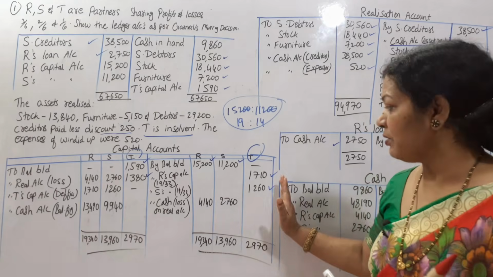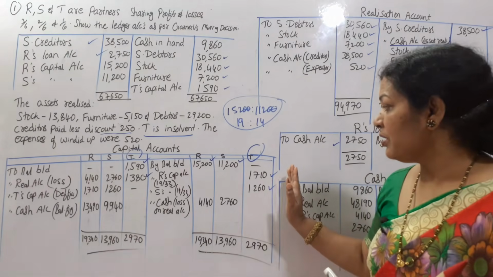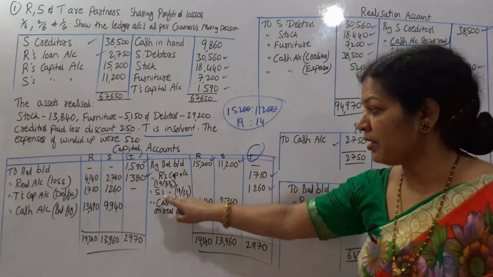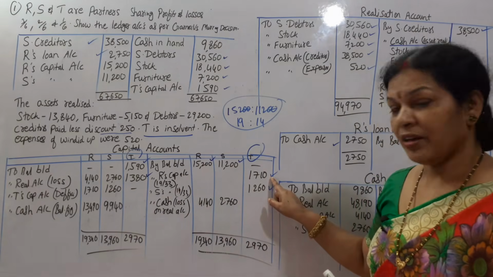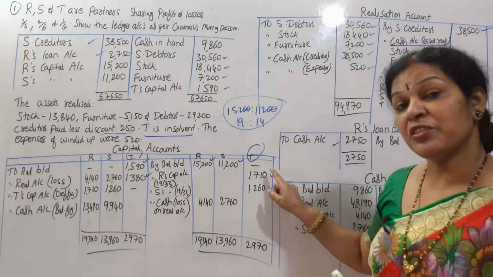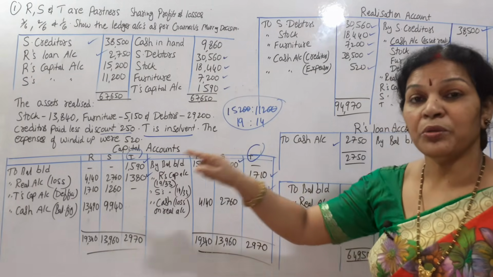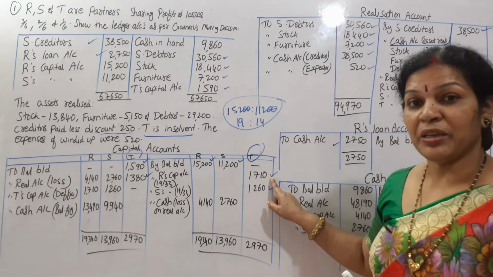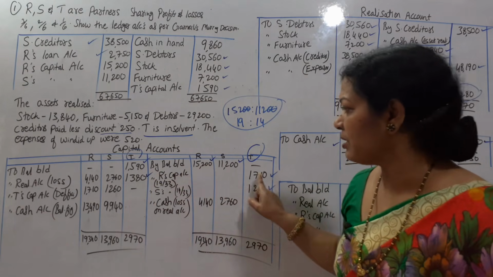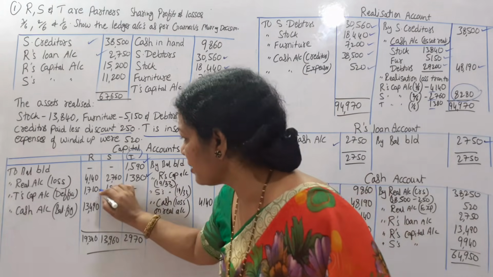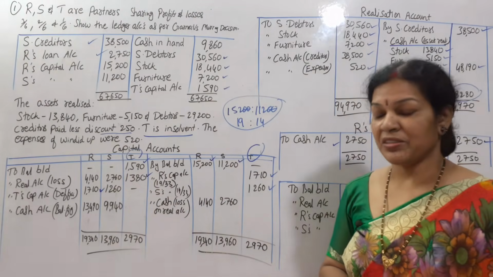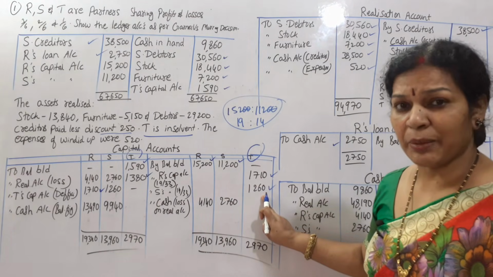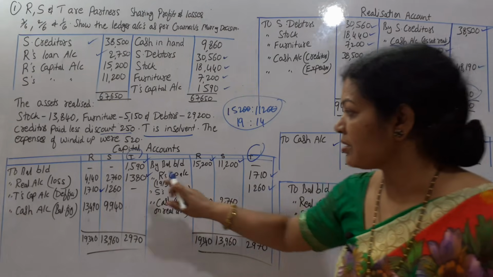Are you getting it? They have distributed. When they are distributing this loss, we are writing it in R's capital account and S's capital account, right? R's capital account means we are transferring from T's account to R's capital account. T's account is credit side, R's capital account debit side. R's capital account 1710, it's here. And in the same way, S capital account, transferring this loss to S capital account, 1260. Yes, it's here.